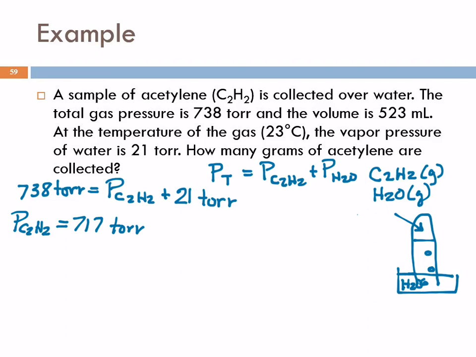So there's our pressure. Is that a good pressure for plugging into the ideal gas law? No, we want atmospheres. So 1 atmosphere over 760 torr. 717 divided by 760.